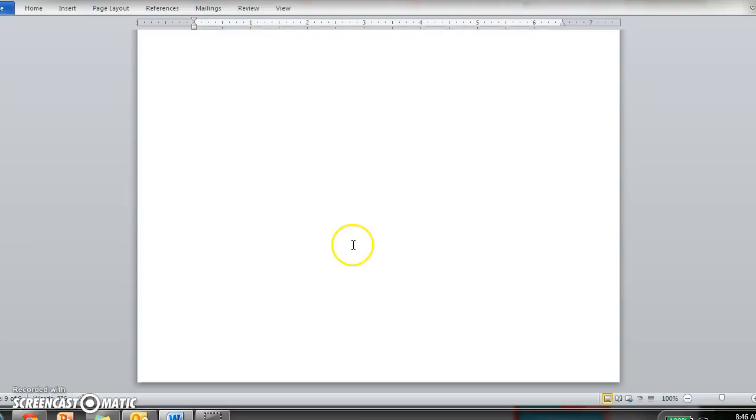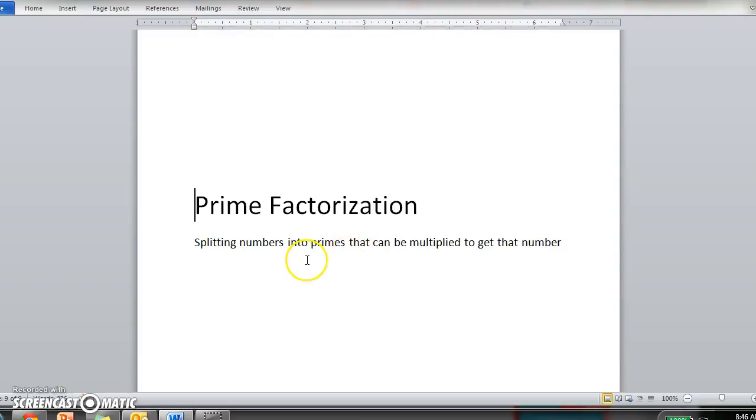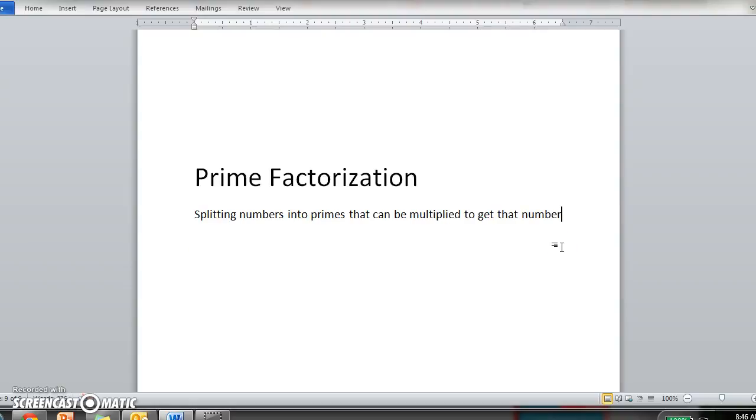Prime factorization is splitting up numbers into primes that can be multiplied together to get that number. And so I will give more on prime factorization a little later. All right.